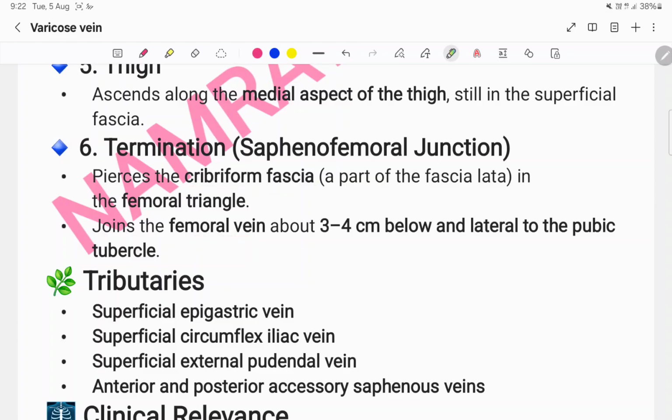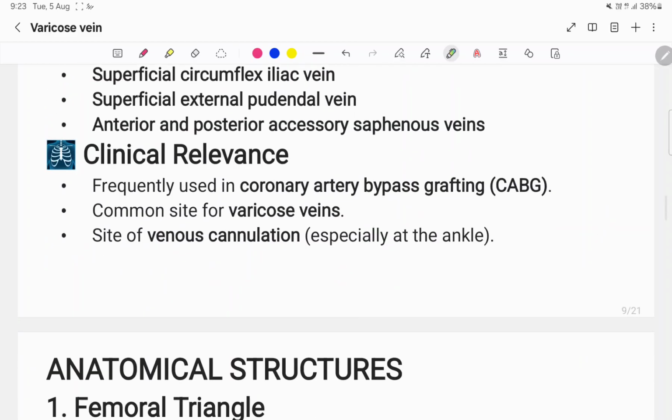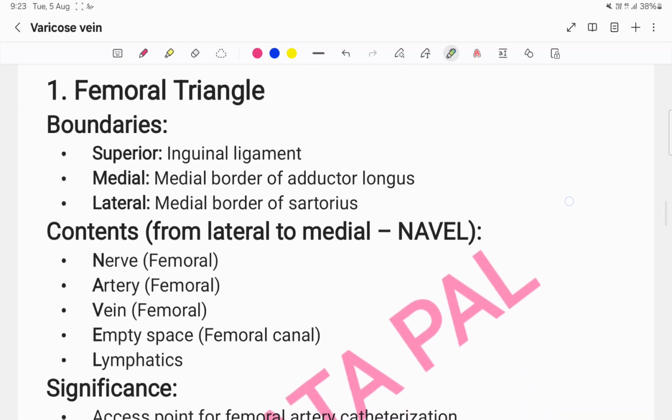It perforates, meaning crosses the cribriform fascia and the saphenous opening. What are the tributaries? Superficial epigastric vein, superficial circumflex iliac vein, superficial external pudendal vein, and anterior and posterior accessory saphenous veins. Now, the course of this vein is very important to locate the varicosity, position of perforators, etc.